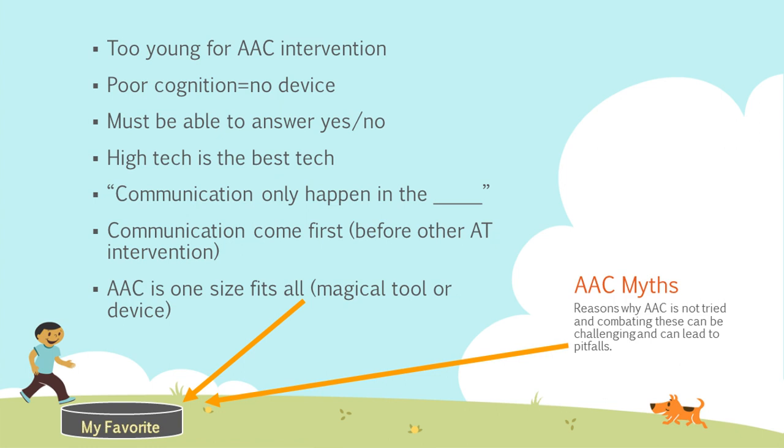AAC is one size fits all. There's a magical tool or a magical device that's going to work for every child. That is the biggest pitfall that I have noticed over the years, and it could not only be coming from one person. Sometimes we find out about a tool and we get so excited about it and we think it's going to be the one thing that works for everyone. And every child is different, and so we want to make sure we avoid that type of thinking.